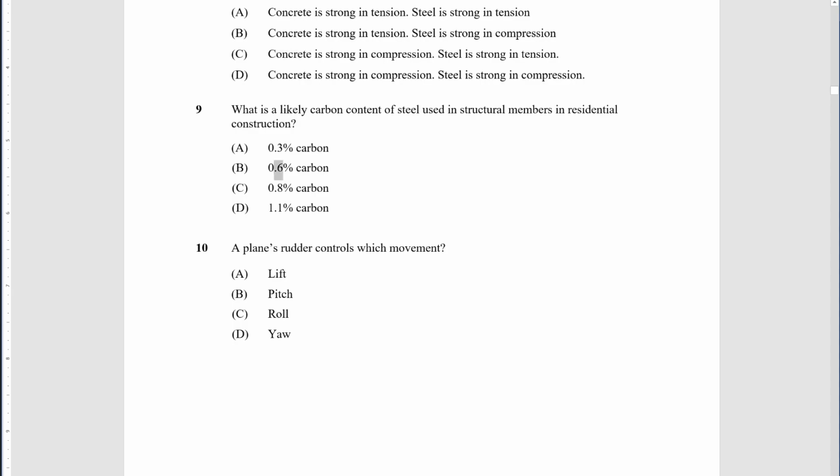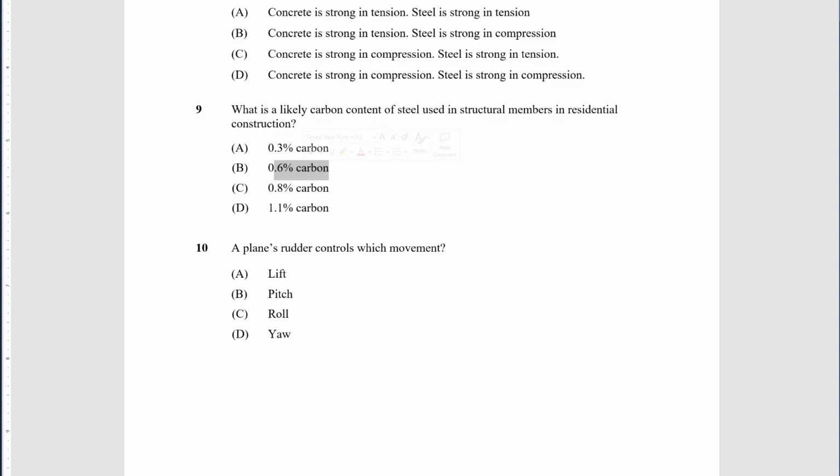so for 0.6, I always like to use the example of rails, so train rails, somewhere between 0.6 and 0.8. Then we would start to have cutting blades and things like nail punches as we get into harder and harder materials. Remember that strength peaks at 0.83% at the eutectoid, and then after that, as we continue to go up, what we get is an increase in hardness.